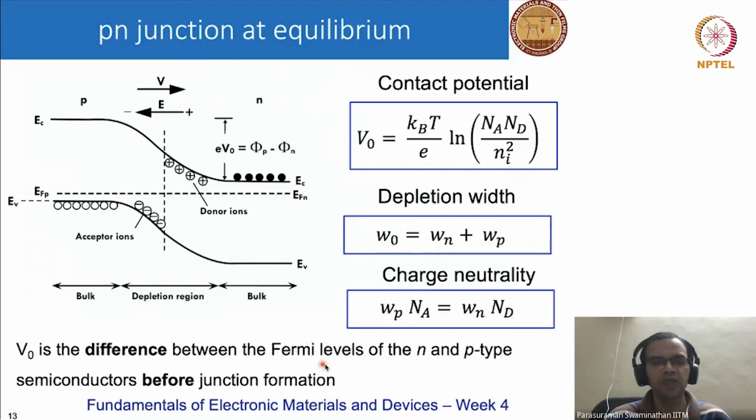So this week, we looked at p-n junctions at equilibrium. In the next week, we will see what happens when we now apply a bias to a p-n junction, and we will see what happens in both forward and reverse bias.